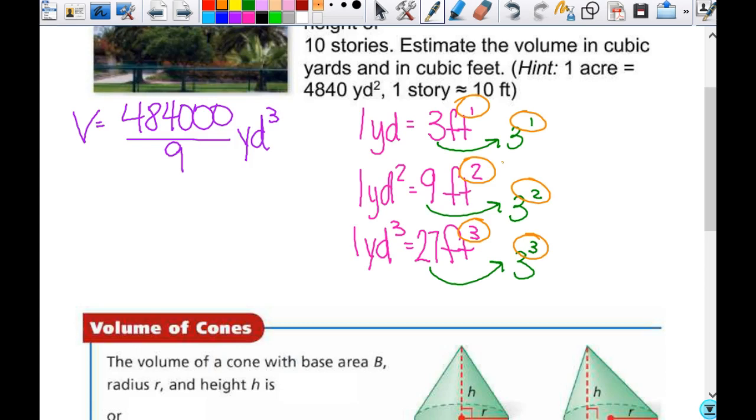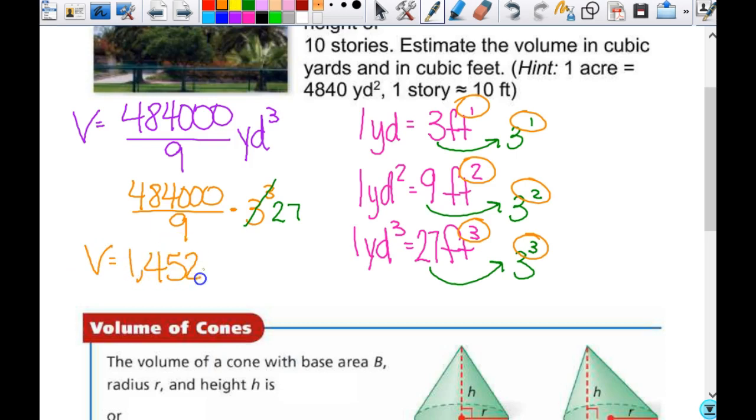Right? So what we're going to do here is take this 484,000 divided by 9, and since it's cubic yards, we have to multiply by 3 cubed. This 3 comes from the fact that there's 3 feet in a yard. This cubed comes from the fact that it's units cubed. Now, when you actually do it, we would adjust that to be 27. I wanted it there, but we'll just change it to 27. Then when you multiply that, what you get is 1,452,000 cubic feet.